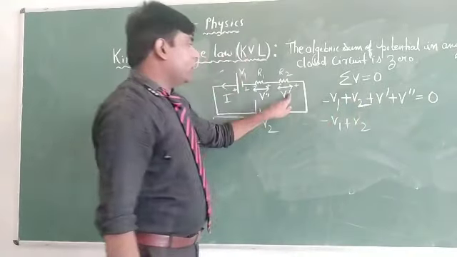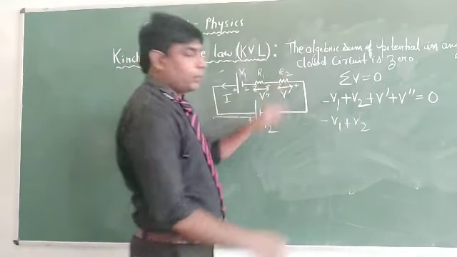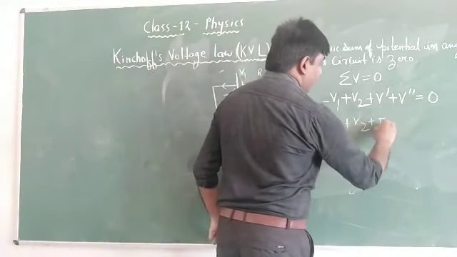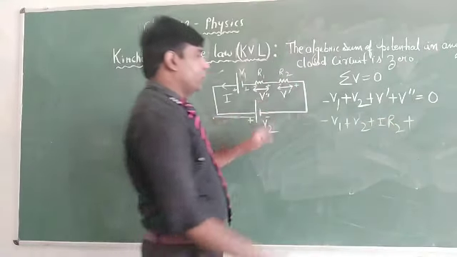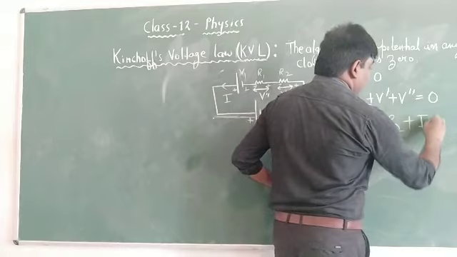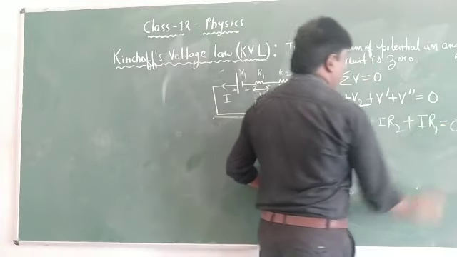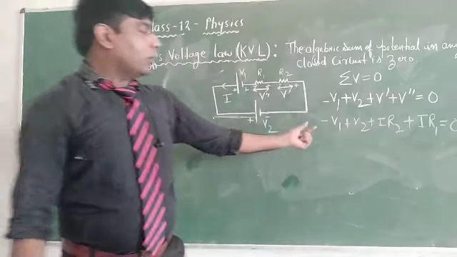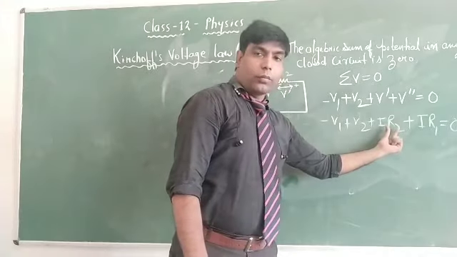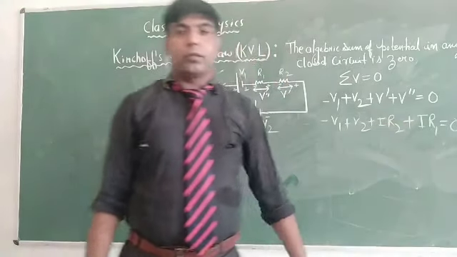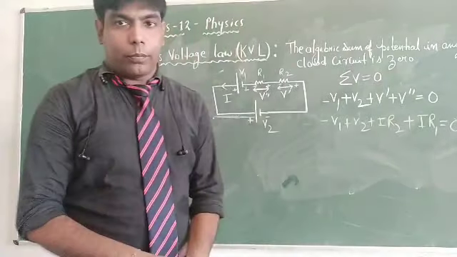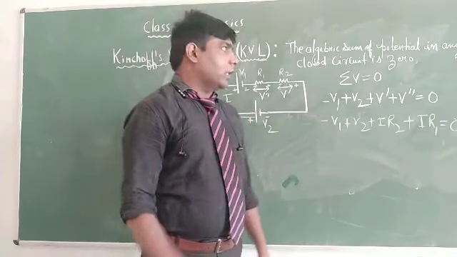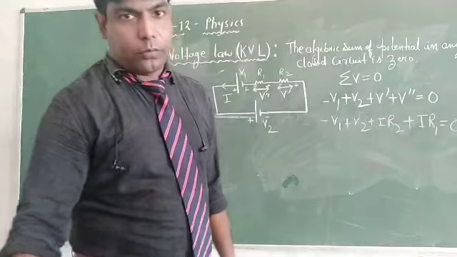Now, what can be written as V dash? I into R2. What when we write for V double dash? I into R1. Right? See, the total. These are all potential. This is also potential drop across the resistance. Potential drop across the resistance. This law says that the total potential drop, the sum of the total potential in any closed circuit, will be 0. Right?